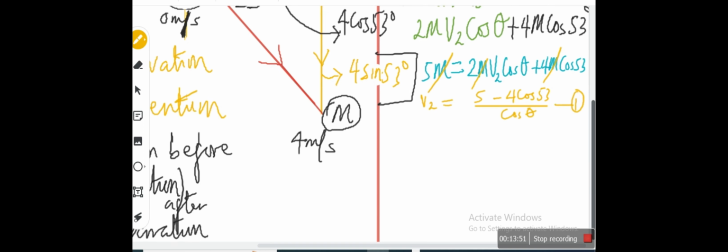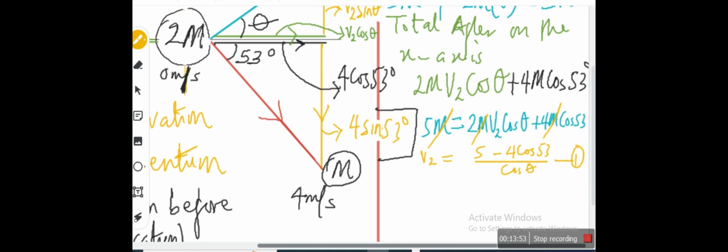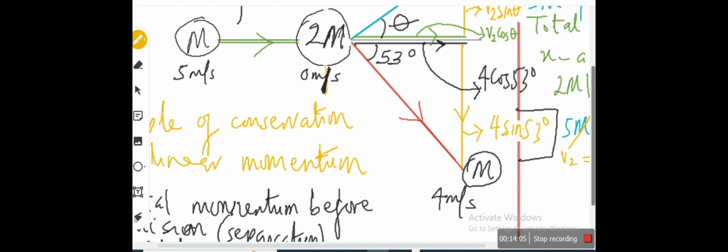Okay, let's find the total momentum on the vertical axis. Are you ready? Before collision, please sit up. Sit up, please sit up. Sit up and straighten up.